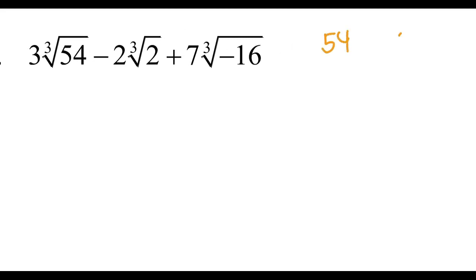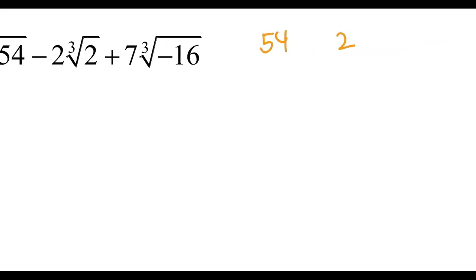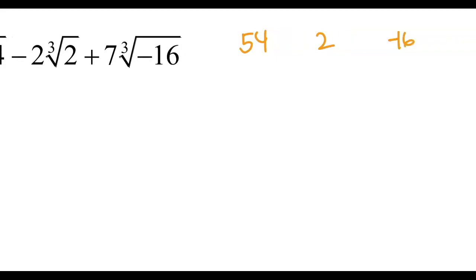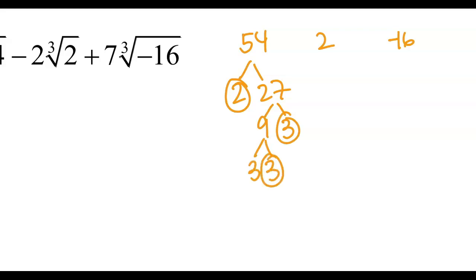We have 54, we have 2, and over here to the side, we have negative 16. Alright, let's break up the first one. 54, I can break this into 2 and 27. 2 is prime. 27 I can break into 9 and 3. And 9 I can break into 3 and 3. So I have the cube root. Keep in mind this is a cube root of 3 times 3 times 3 times 2.